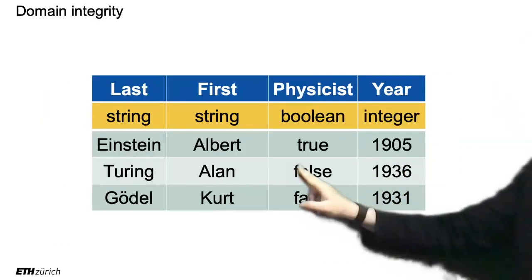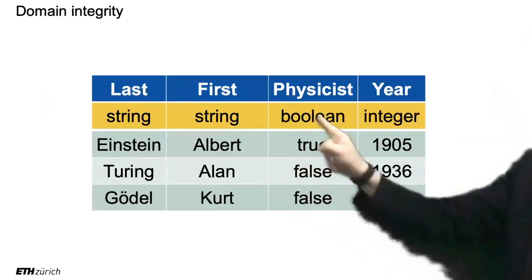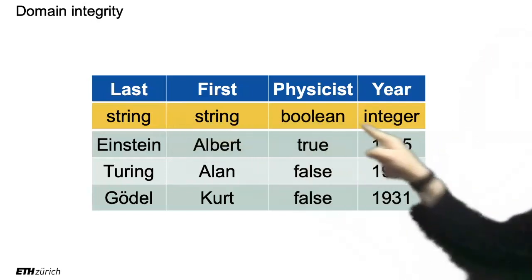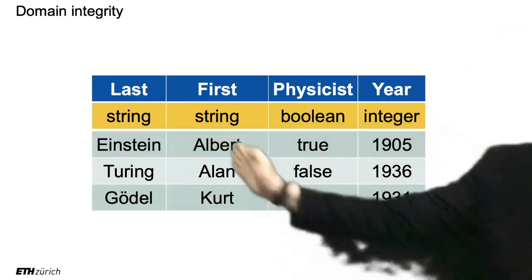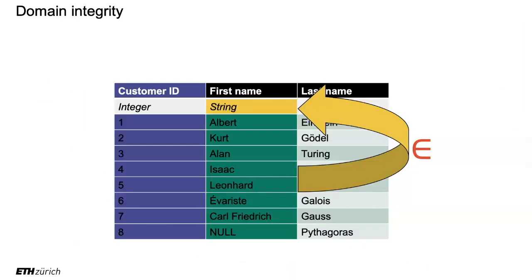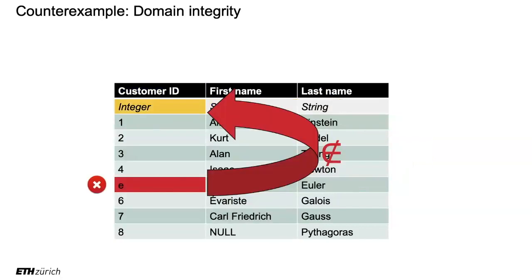So it means that if I take false here, it must belong to the domain Boolean, and I have to be able to put these domains in such a way here that every column belongs to the domain mentioned here. All right, so that's another example that each one of them here says string. So each one of the values here are actually strings. This doesn't work here. This wouldn't have domain integrity.